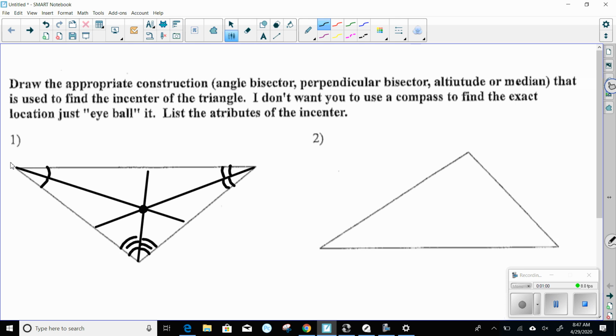Its special attributes. Number one is that point is the same distance, measured from the sides of the triangle. So that distance and that distance and that distance is all the same. So same distance from all the sides of the triangle. That's where all the angle bisectors meet. If you want to, with the incenter, you can take a circle that's inscribed inside of the triangle, and draw it, and it will be perfectly inscribed inside of the triangle.